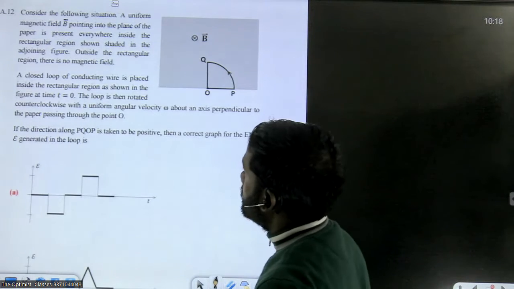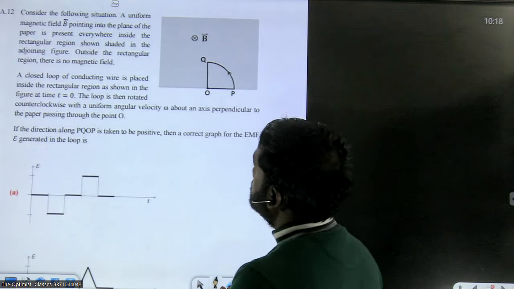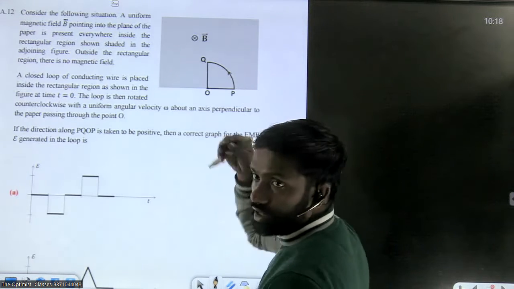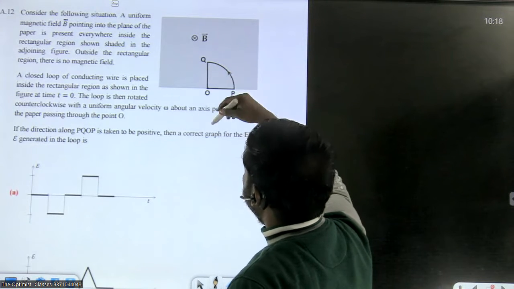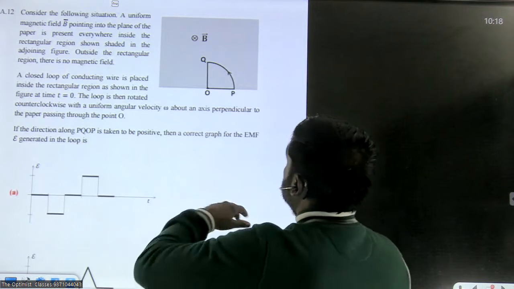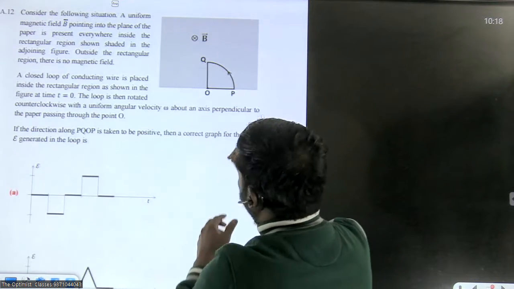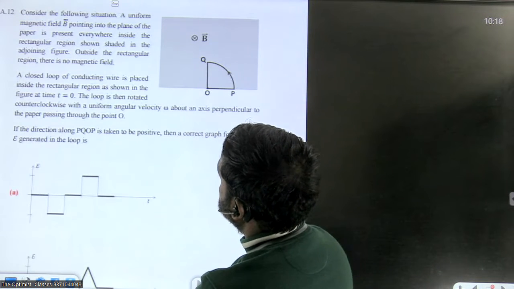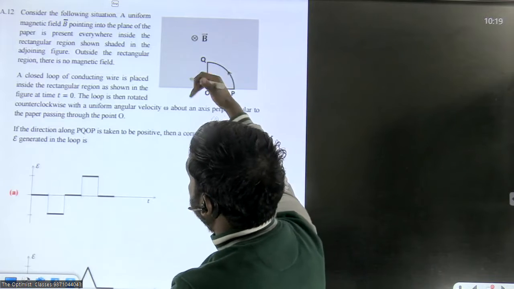Now see, this question is related to electromagnetic induction. This can be done using the flux method, or we can simply see what is happening here. This loop is being rotated in a magnetic field. How is it rotated? I think it is rotated clockwise, right? Sorry, anti-clockwise.